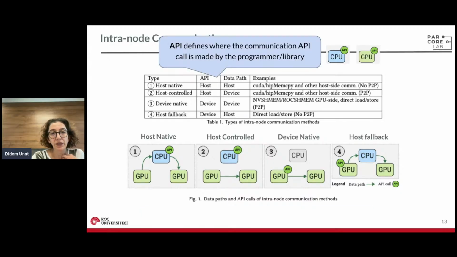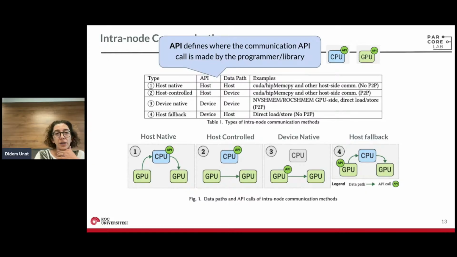So for example, here API defines where the communication API call is made, by the programmer or by the library. It can be on the host side or device side. By the way, right now I'm just showing the intra-node case, where you have multiple GPU cards attached to a single host, managed by a single or multiple processes or multiple threads, but we are still in the shared memory of the node.